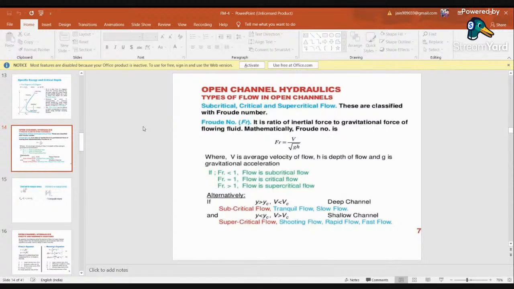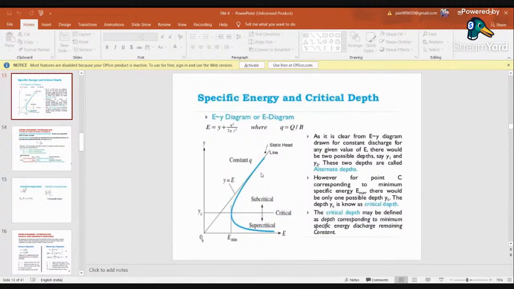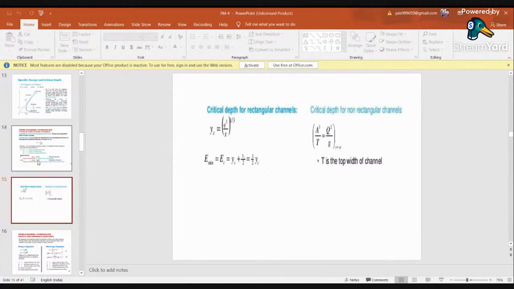So for calculating the different depths, we have the Froude number. If your Froude number is greater than 1, then it will be supercritical flow, and if it is less than 1, then it will be subcritical flow. So once we know about critical, subcritical, and supercritical flow, we can relate these flows by means of this specific energy. Okay? If Fr is equal to 1, that will be your critical flow. If it comes out to be greater than 1, then it will be supercritical, and if it is less than 1, then it will be subcritical flow.